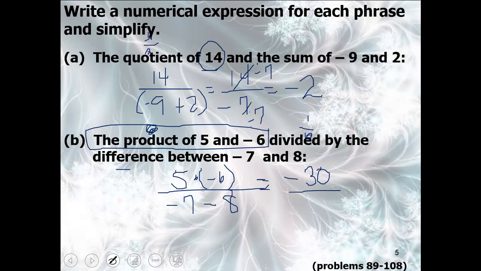On my denominator, I'm going to change this to add the opposite. So I get negative 7 plus negative 8. That's a negative 15. Now I have a negative divided by a negative. My rule tells me that becomes positive. And then 30 divided by 15. I check to see if 15 goes evenly into 30, and it does. So I divide top and bottom by 15, and I get 2. Just like that. Hopefully you got that same answer.